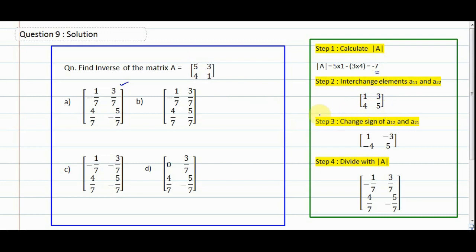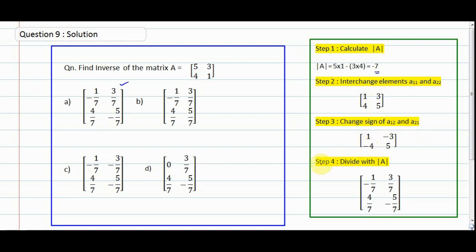Okay. Now step number 3 is to change sign of A12 and A21. That is, we have to change sign of off diagonal elements. So here plus 3 becomes minus 3 and this plus 4 will become minus 4.